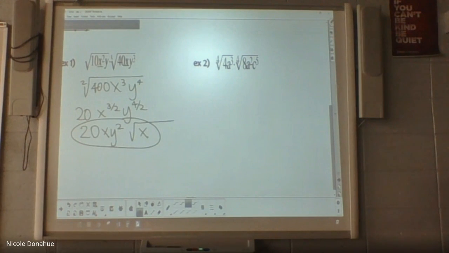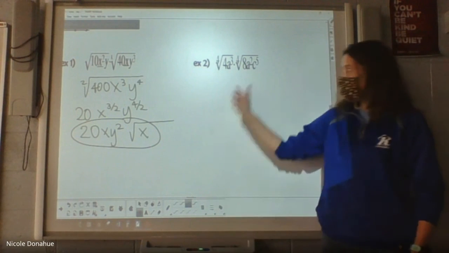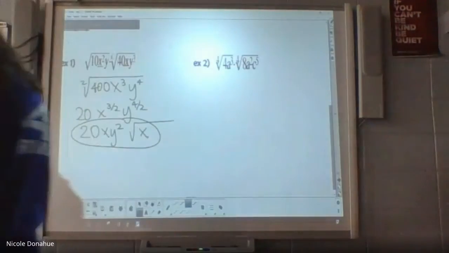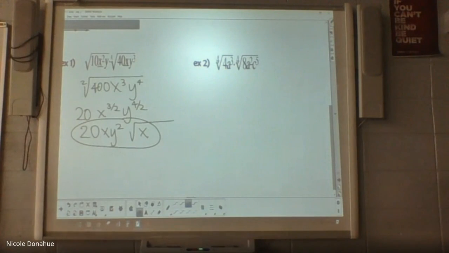All right, and then next one, why don't you guys take a minute to try this one? So this one's a 4th root. We're going to put them together first. See if you guys can simplify. And then I'm going to alter our homework.